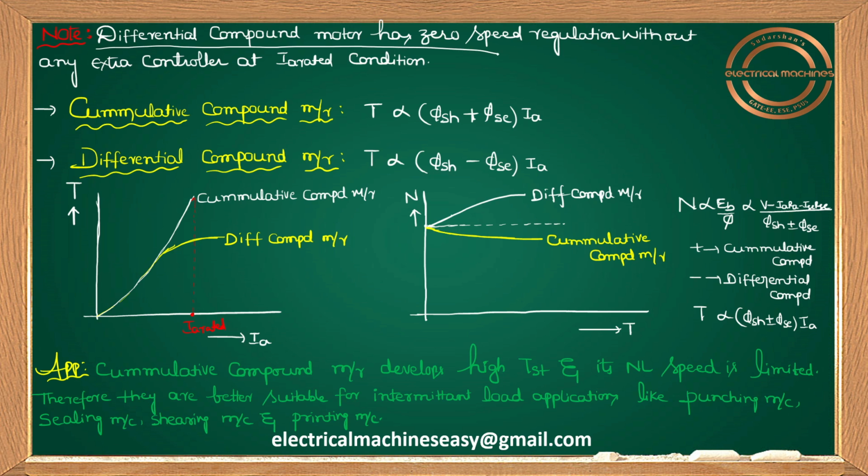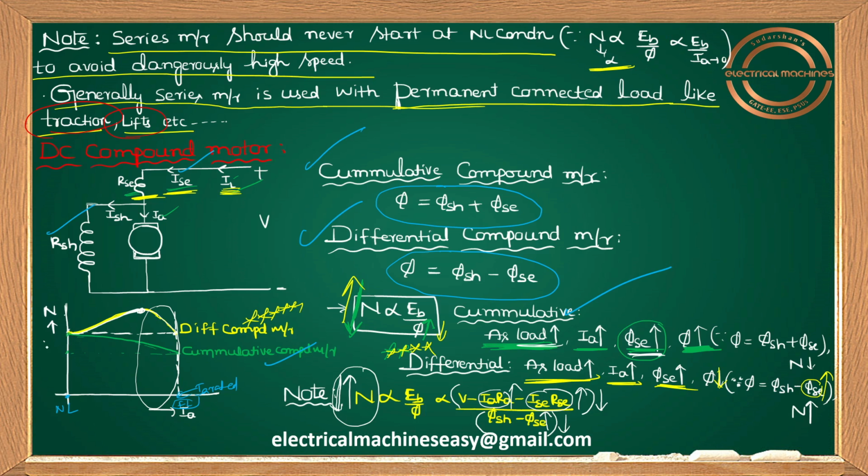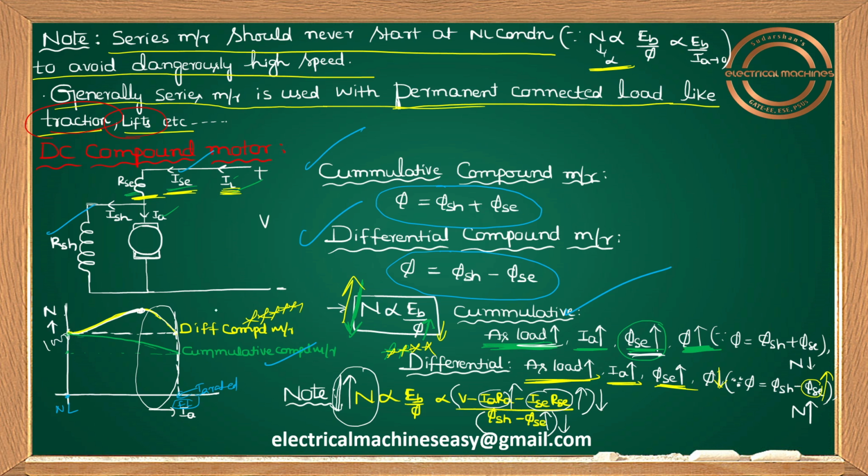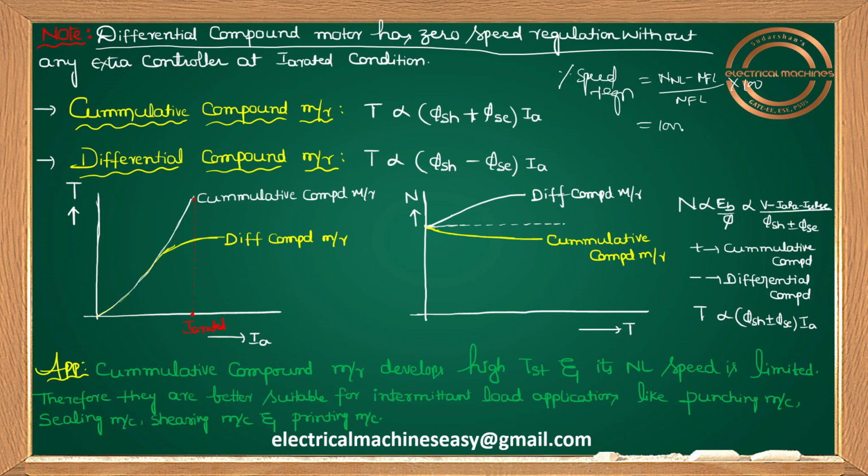Differential compound motor has zero speed regulation. Why am I writing zero speed regulation? What is the formula for percentage speed regulation? Percentage speed regulation equals no load speed minus full load speed, divided by full load speed, into 100. Let me take no load speed as 1000 rpm here. And what about full load speed also? Full load speed is also 1000 rpm only, you know? So 1000 rpm minus 1000 rpm, divided by 1000 rpm, into 100, becomes how much? Zero only. So that's why I'm saying the differential compound motor has zero speed regulation without any extra controller at IA rated condition.